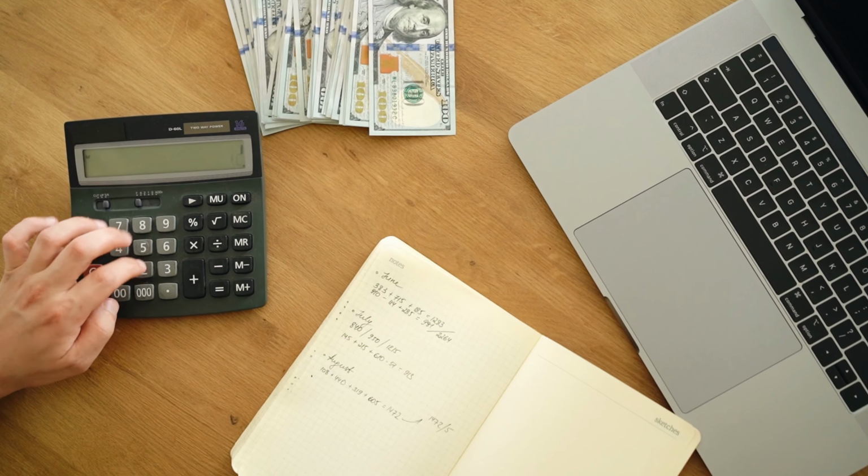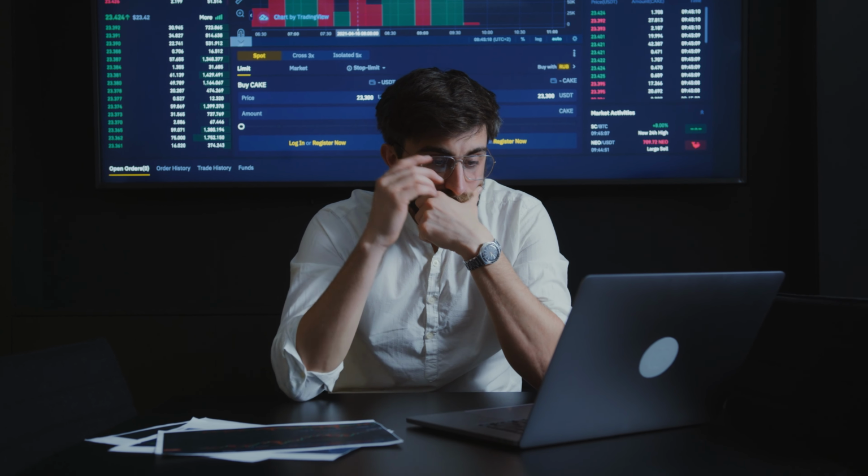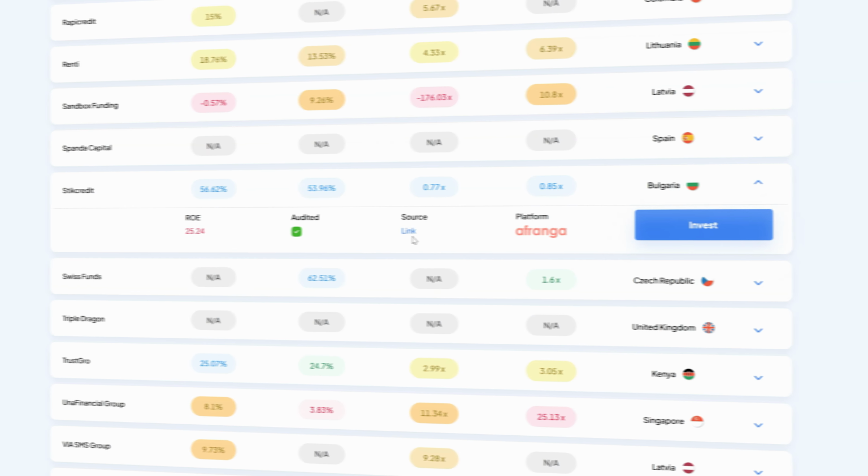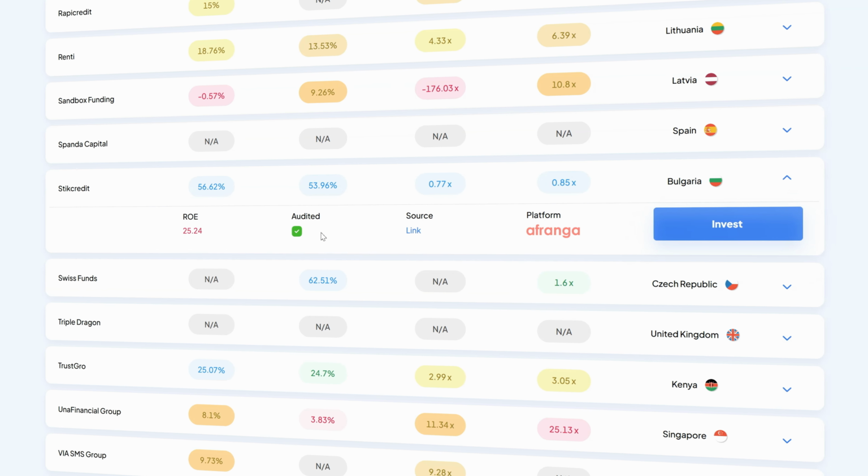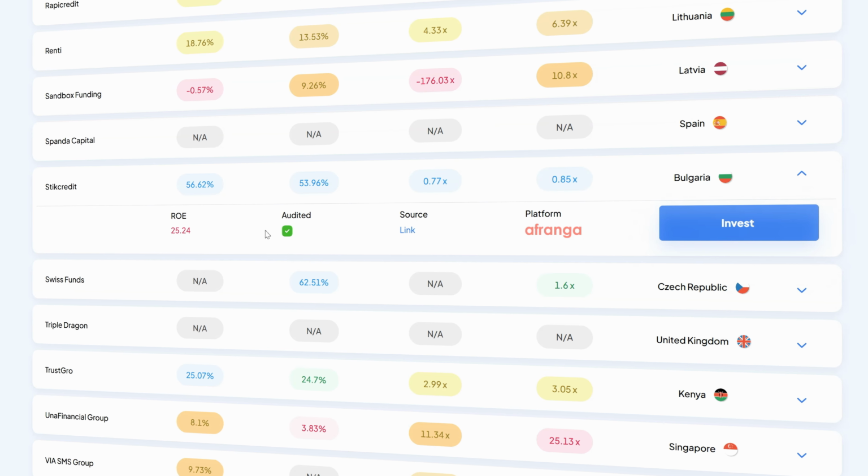Sometimes the return on equity ratio can be distorted, so it's good to open up the financial report and review the profits and equity positions directly in the report, which you will find by clicking on the link in the expanded lender view. For your convenience, we have also added a check mark for reports that are audited, as well as the information about where you can invest in a dedicated lender.